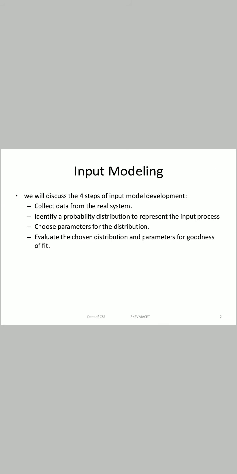Today we will discuss input modeling. We will discuss the four steps which are useful in input model development. The first one is to collect the data from the real system. The second step is to identify the probability distribution to represent the input process. Third, choose the parameters for the distribution. Fourth, evaluate the chosen distribution and parameters for goodness of fit.